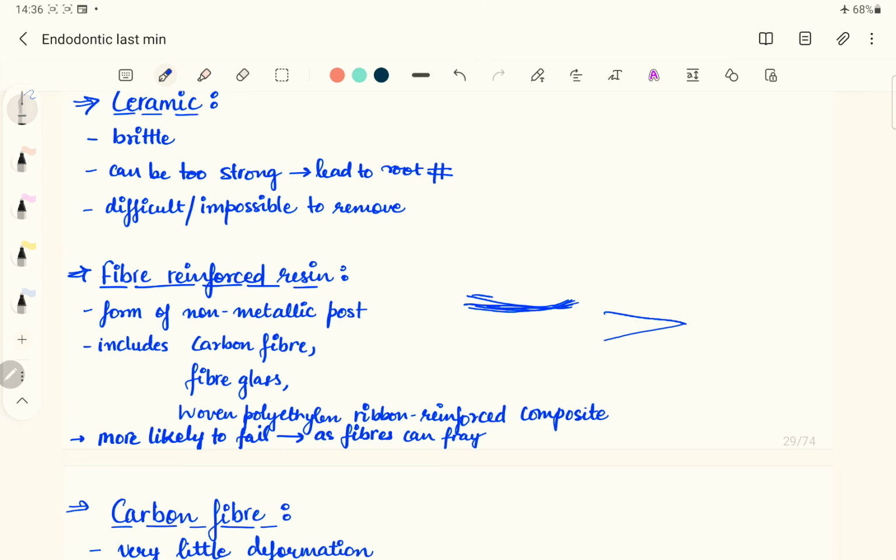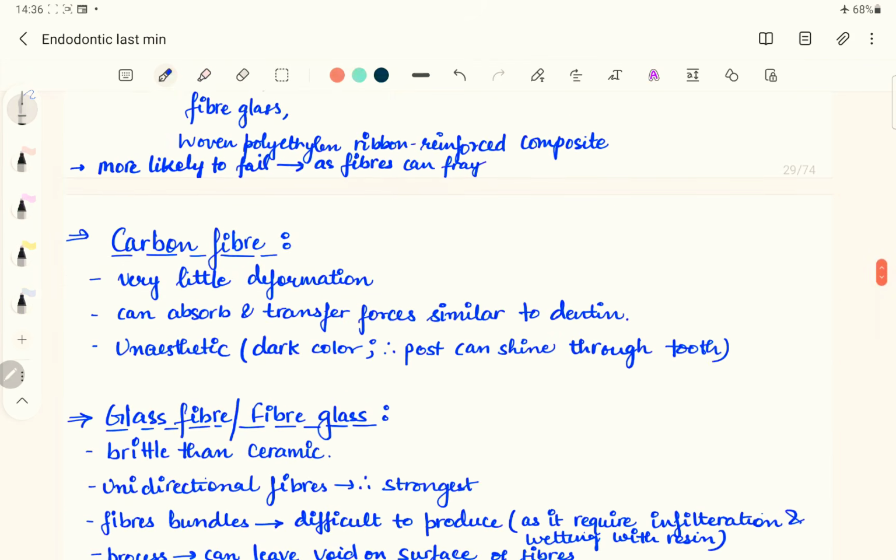The fibers in the post can fray. So that's the reason that it is not much used. Carbon fiber post shows very little deformation, but again they are aesthetic because of the darker color, and the post can shine through the tooth and show an aesthetic appearance. They can absorb and transfer forces similar to the dentine.